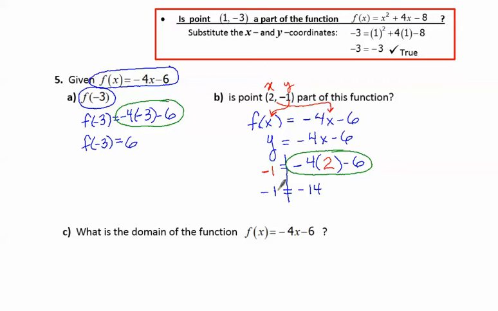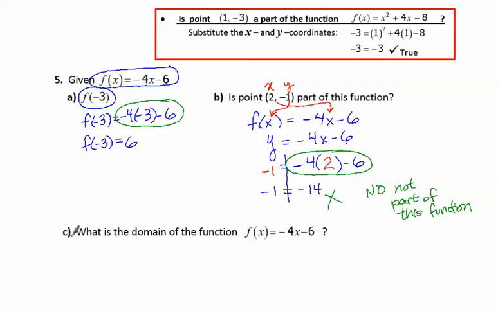So you're supposed to get the same number on both sides to prove that the point is a part of the function. But in this case, it is not the same. So no, not part of this function.